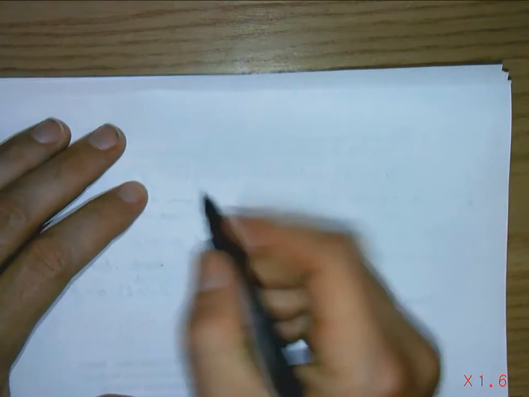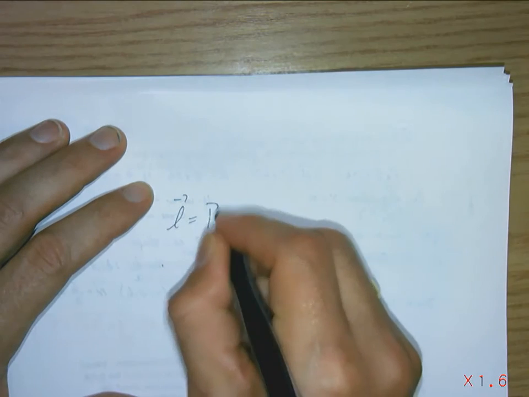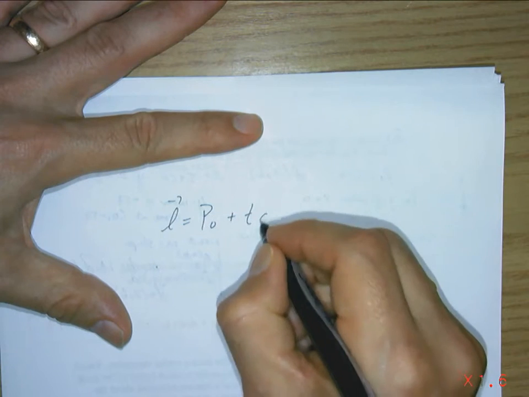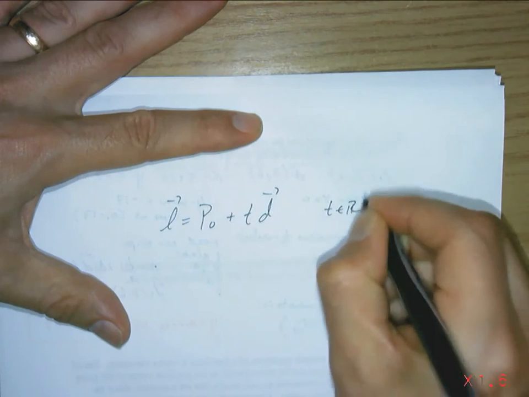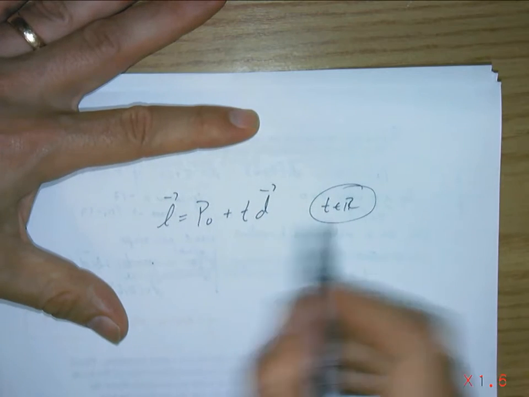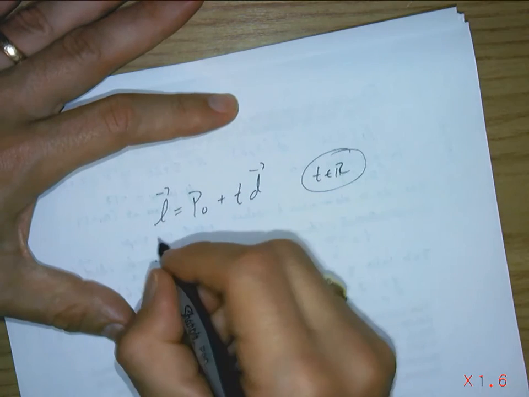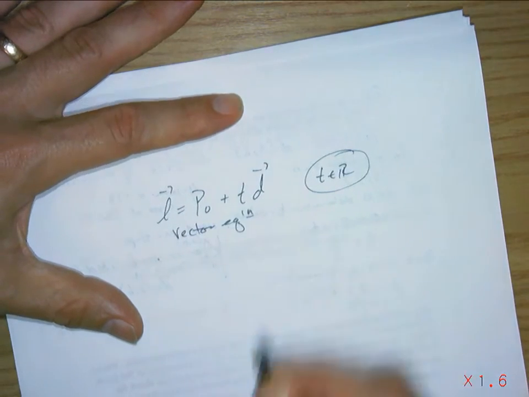I always start from the vector equation. The vector equation says a line is given by any point on the line plus a parameter times the direction vector, where t is an element of the real numbers. And yes, you need that. That's important. You're defining what t is. So this is called the vector equation. That's a short form for equation.